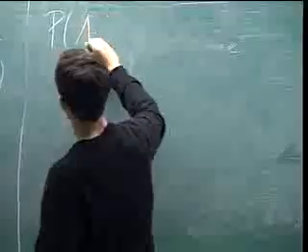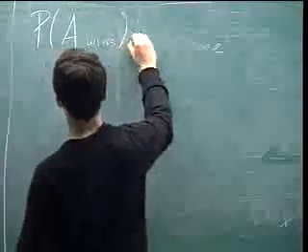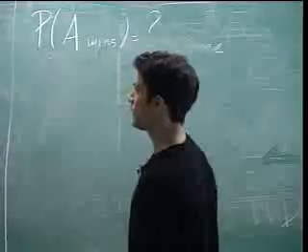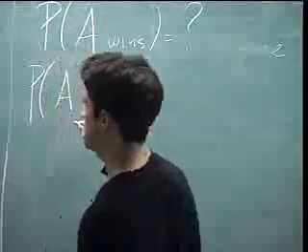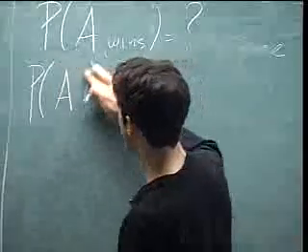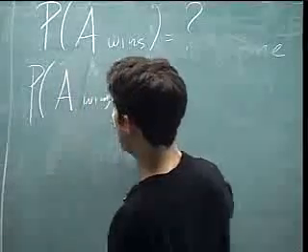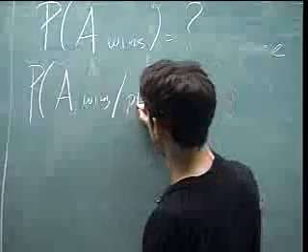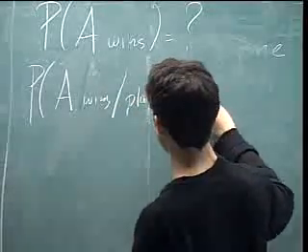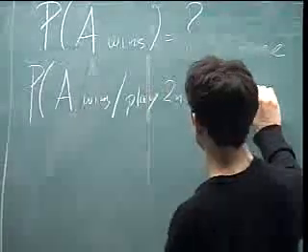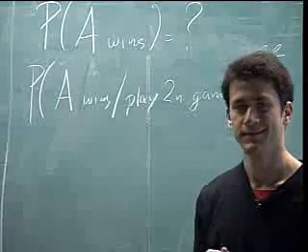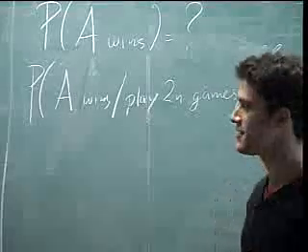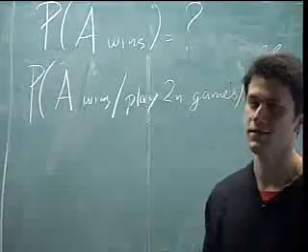Okay, so now what is the probability that A wins? Well, again, we'll do the same old trick by conditioning. What is the probability that A wins given that we play 2n games? Does anyone have an idea? It's very similar to this, but slightly smaller probability, though.